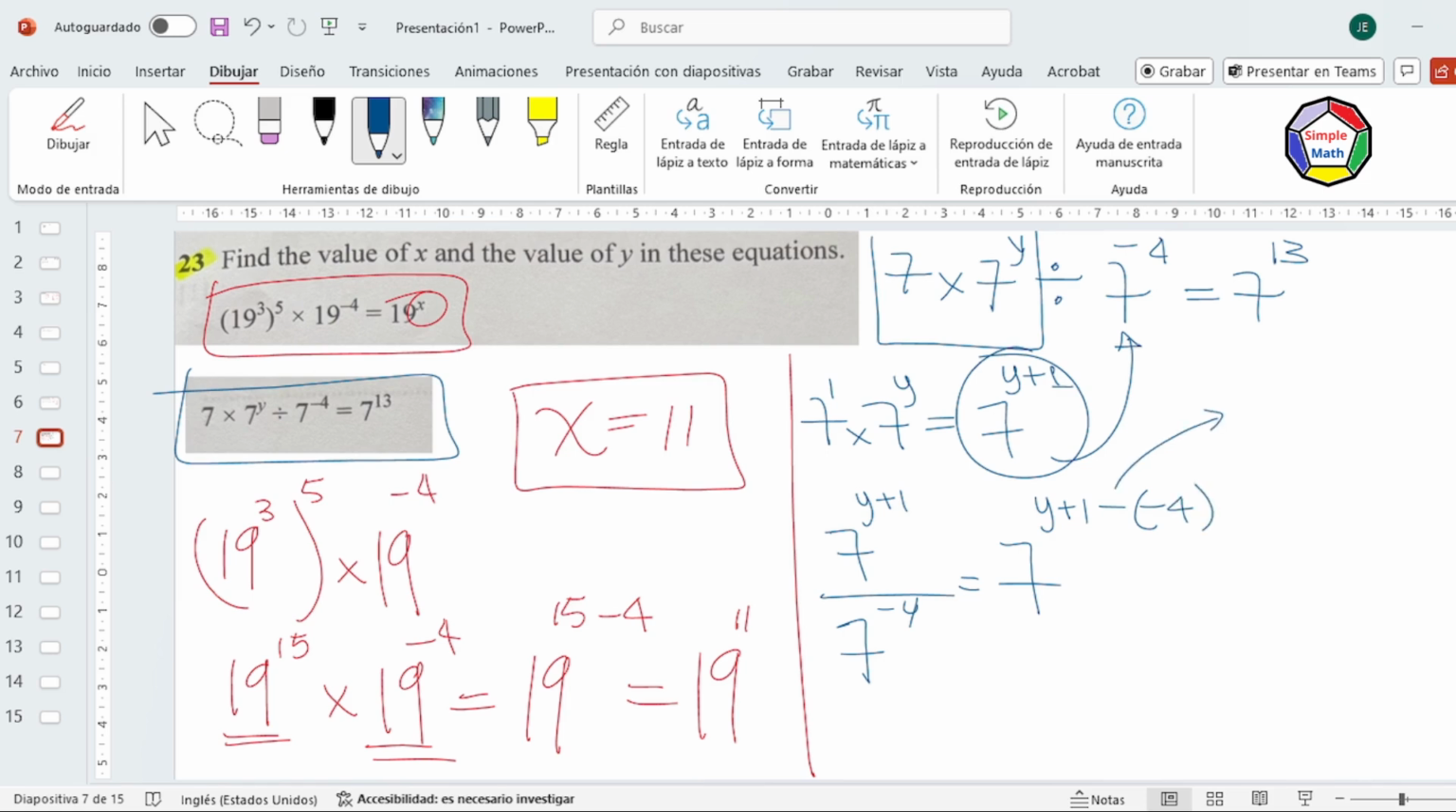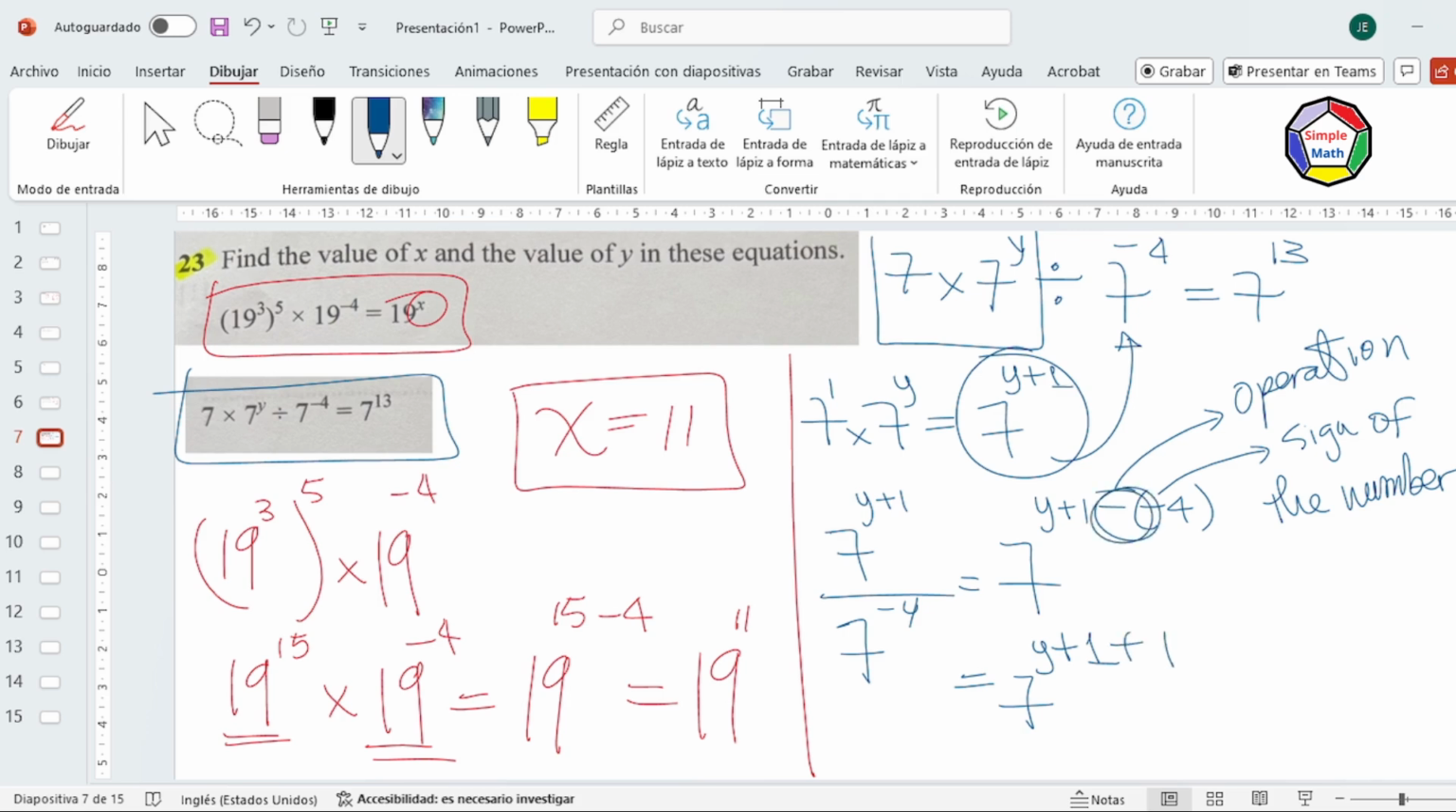Because this one is the sign of the operation, and this negative is the negative of the number. This is the sign of the number. Okay? So this is going to be equal to 7 to the power of y plus 1 plus 4, because negative times negative becomes positive. So this is equal to 7 to the power of y plus 5. Yes? Because of like terms.